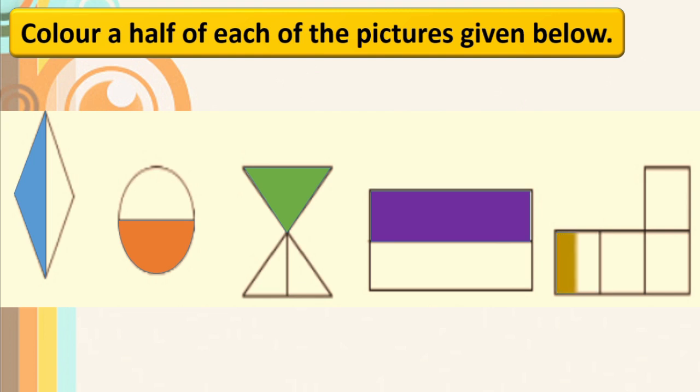Here we can see the four boxes. The half of 4, you know, is 2. So any two boxes we can color. Whichever you want, you can color. Only two boxes you have to color.